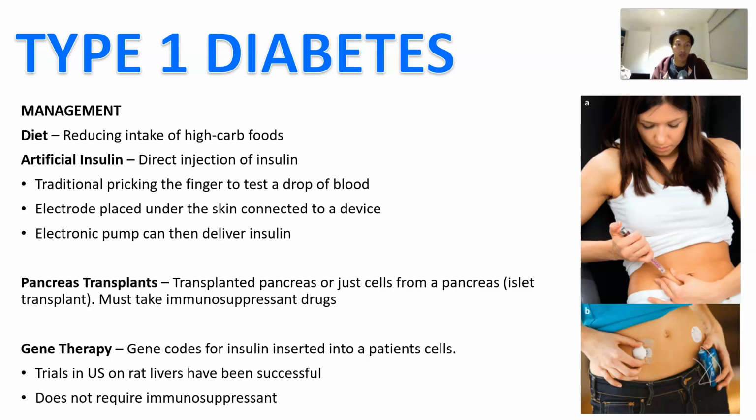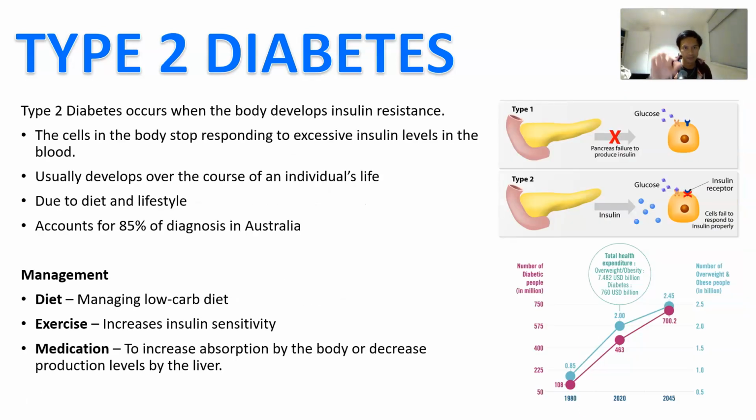There's this new thing called gene therapy, in which you can insert codes for the production of insulin into the patient's cells. And there are trials in the US on rat livers that have been successful in producing insulin in the livers of these rats, which means that the body can produce its own insulin without the need of a functional pancreas. That also means you don't require immunosuppressants, which is pretty neat.